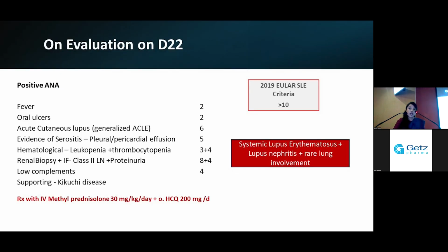So altogether, at the time of the referral to rheumatology care, the patient was positive for ANA with all these clinical findings, and there was no doubt in the diagnosis of SLE, and the patient fulfills all the criteria of EULAR 2019 criteria for SLE. The pediatric team had already come to the diagnosis of systemic lupus erythematosus, lupus nephritis, and rare lung involvement at the time of the referral to rheumatology care. And they had already treated him with IV methylprednisolone pulse therapy, followed by oral prednisolone and HCQ.